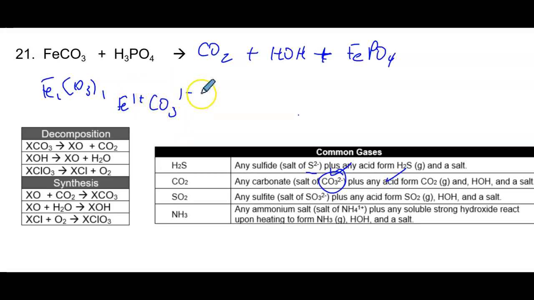Check the negative. It should be a -2. So multiply both by 2. So that makes this Fe2 plus and CO3 2 minus. So now I know this is a +2 and a -3. So I'm going to bring the 3 down. And I'm going to bring the 2 outside the parentheses. Now you're going to need to balance it.